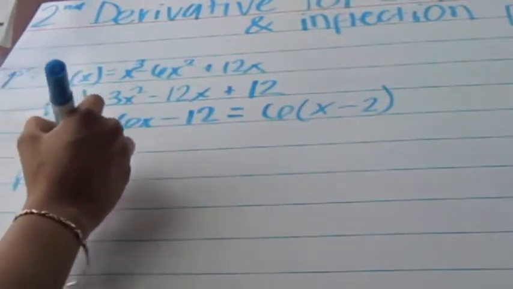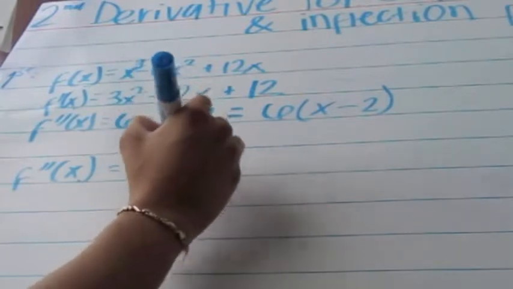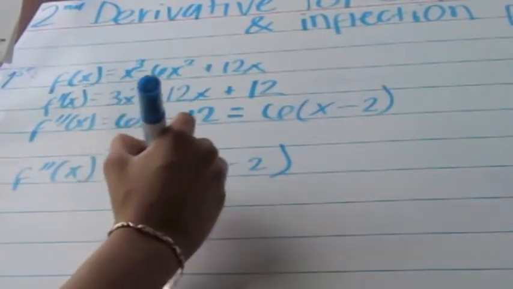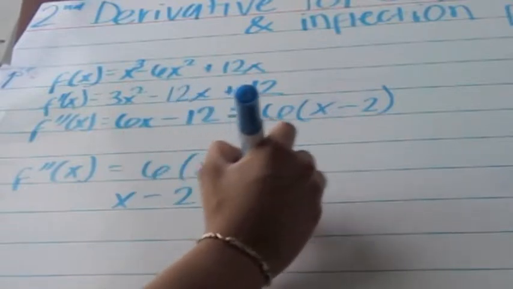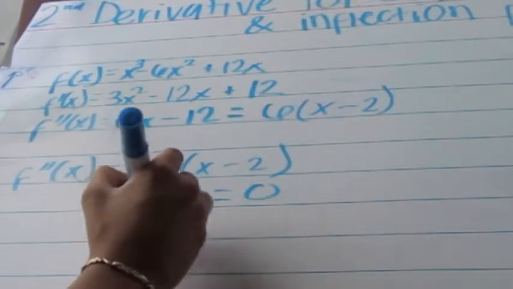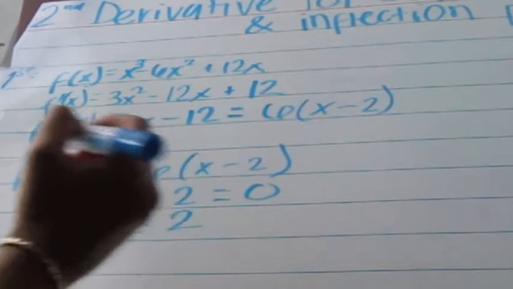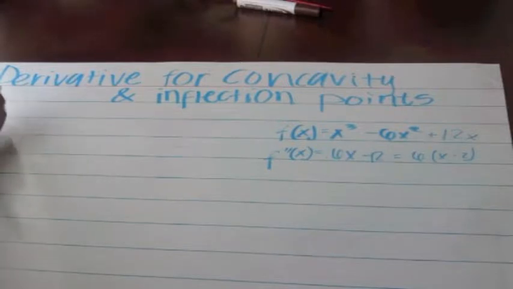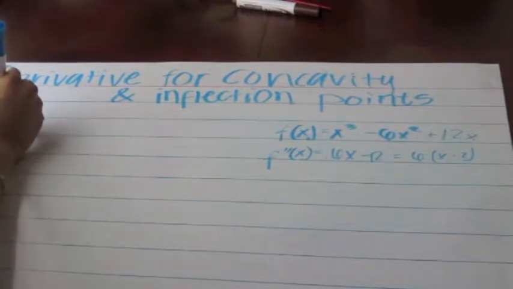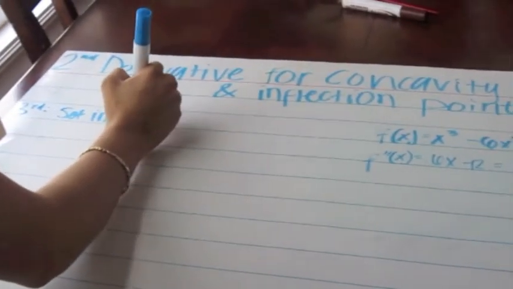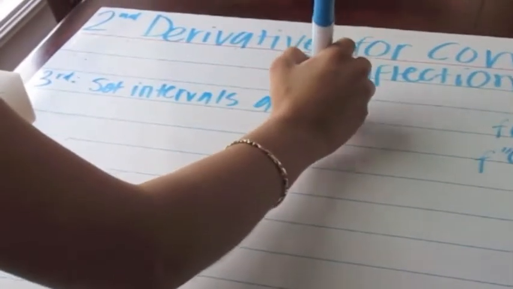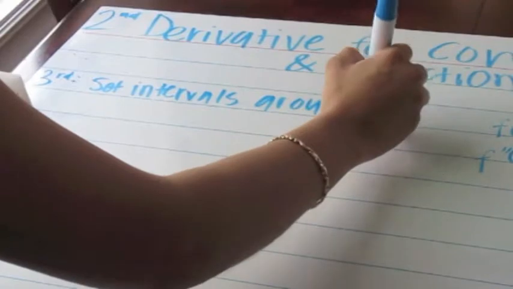The second step when determining concavity and points of inflection is to set the second derivative to 0 in order to find possible points of inflection. So setting it to 0, we find that a possible point of inflection is x equals 2. Now we have to test it, and the way that we're going to test it is by doing the third step, which is creating intervals based on the possible points of inflection and then testing them for concavity.